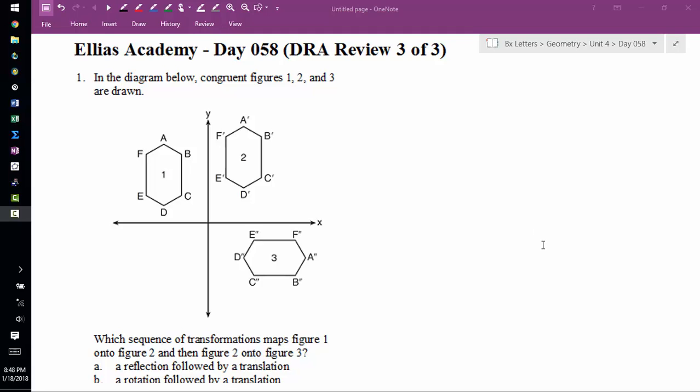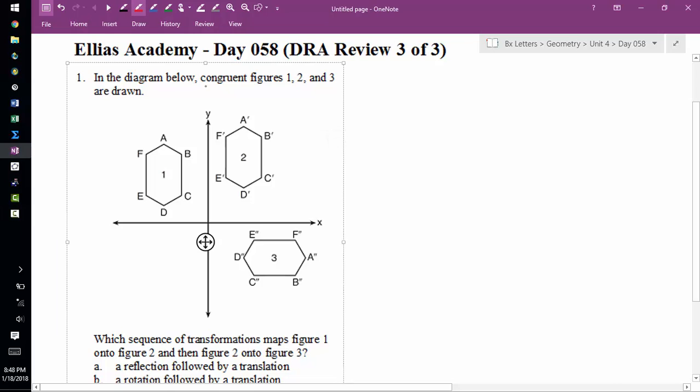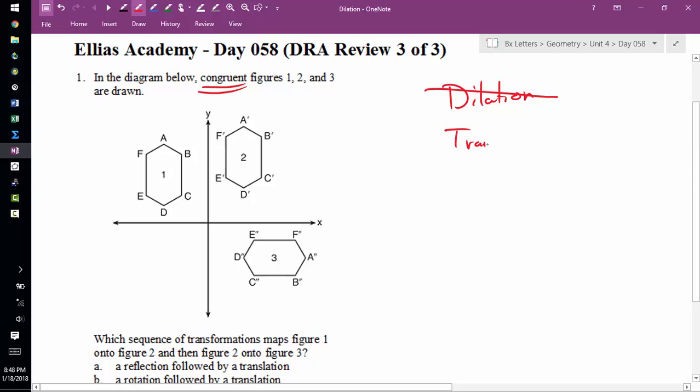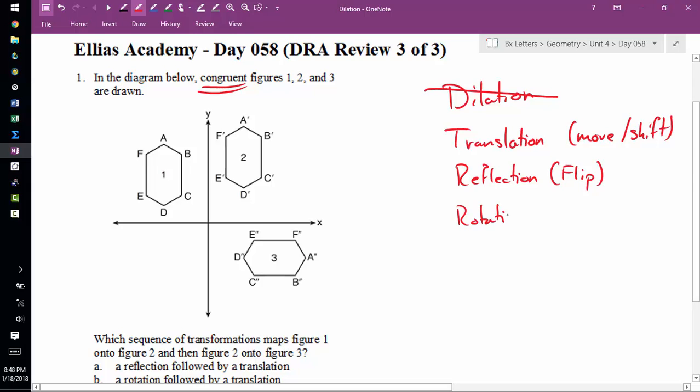So, question number one is a sequence of transformations, and it says in the diagram below, congruent figures 1, 2, and 3 are drawn. The very fact that they tell me the figures are congruent, I know a dilation is not possible. That only leaves translation, which is to move or shift, a reflection, which is to flip, and then a rotation, which is to spin.